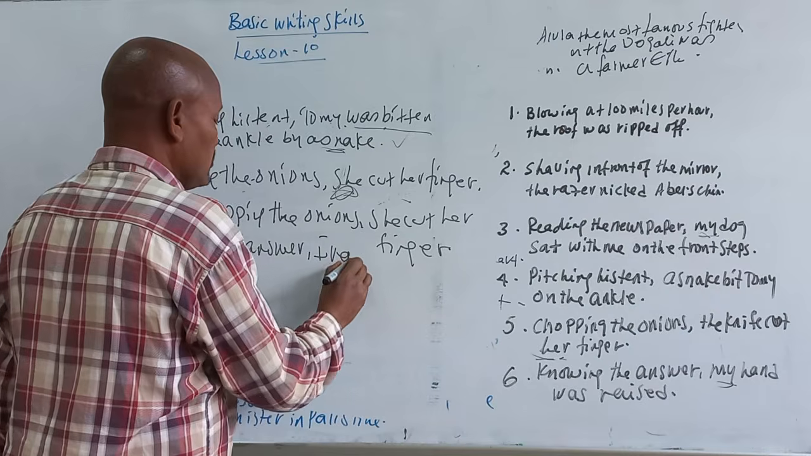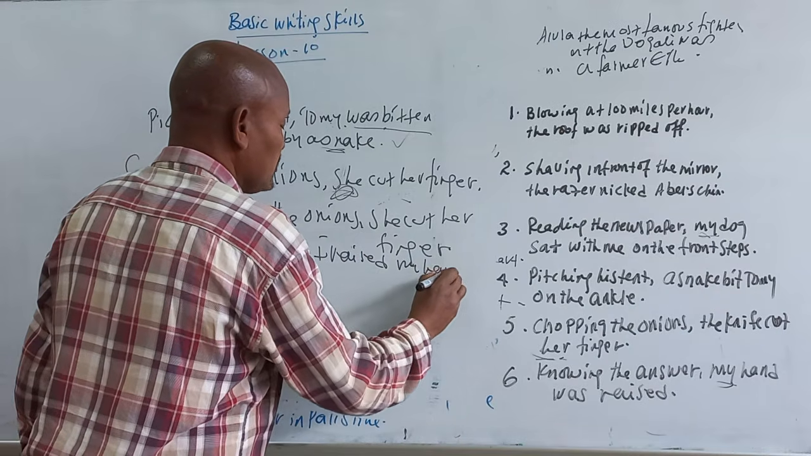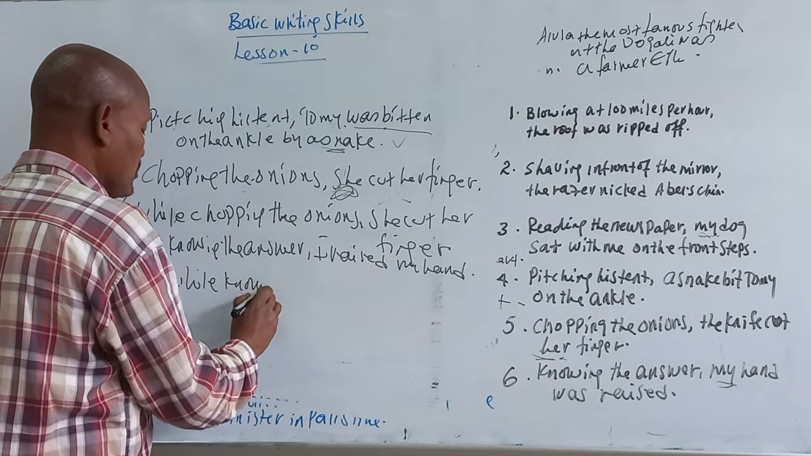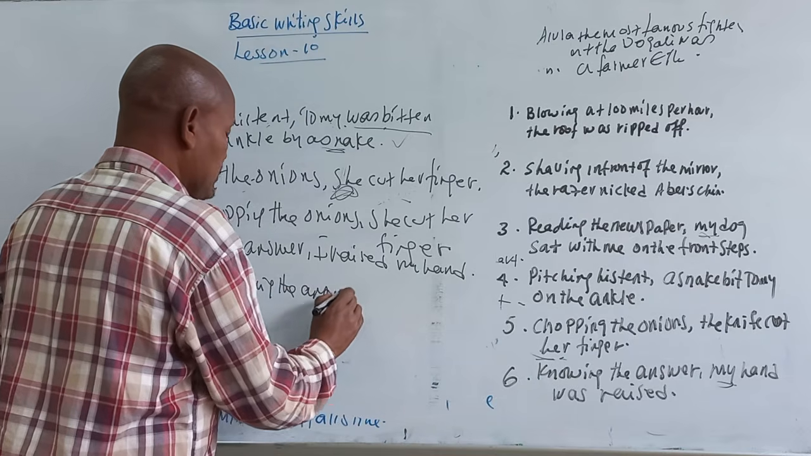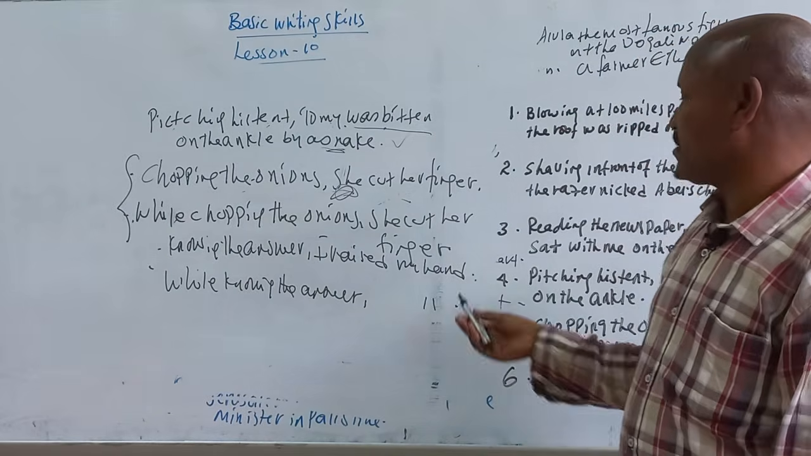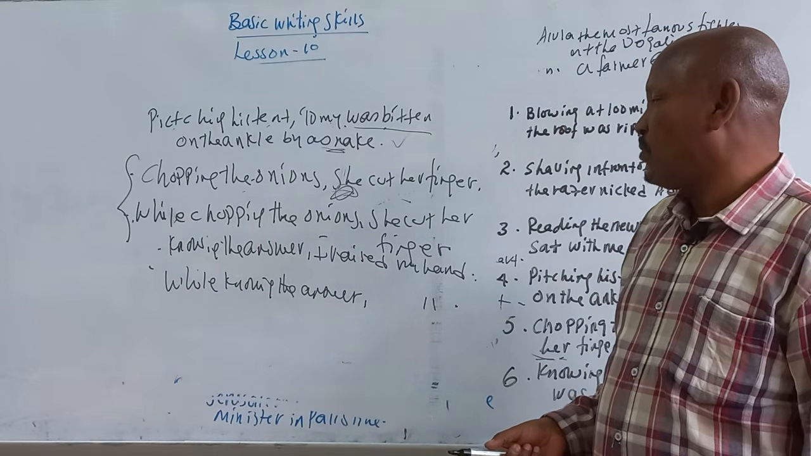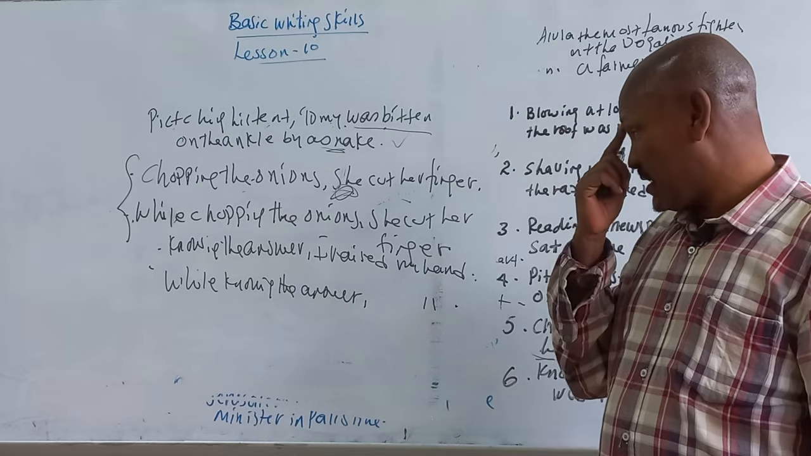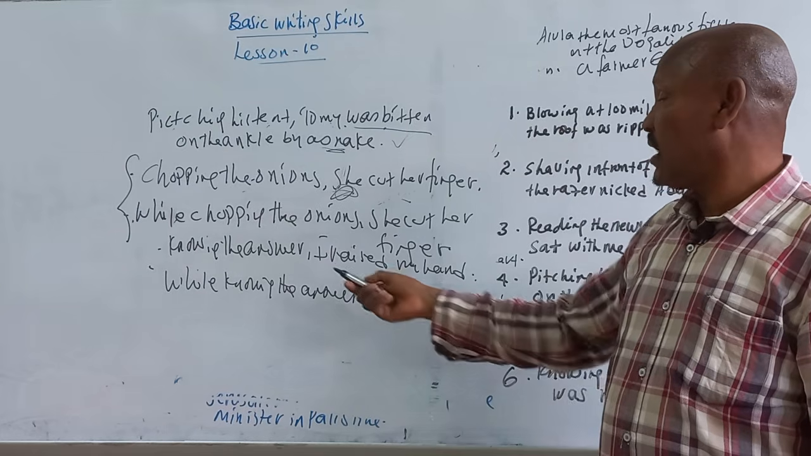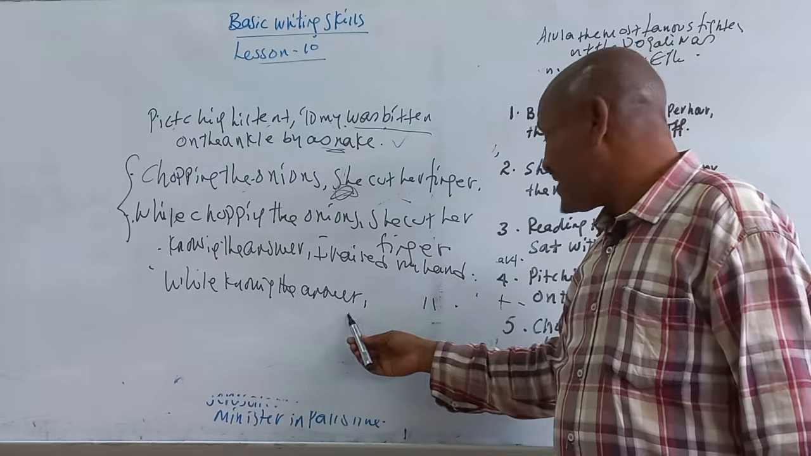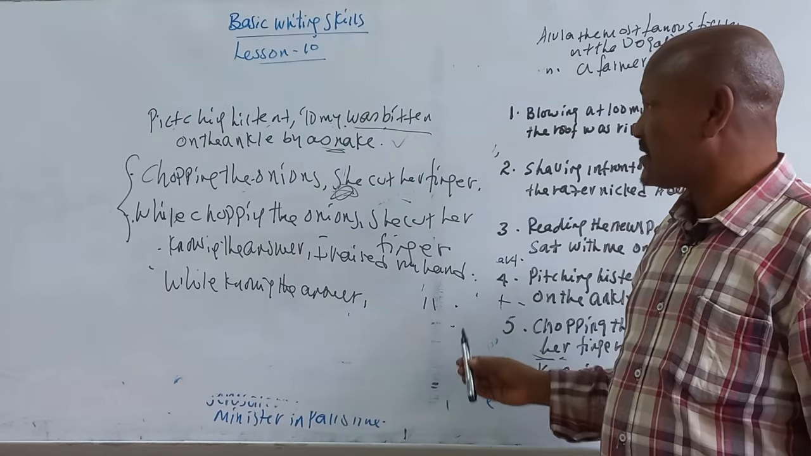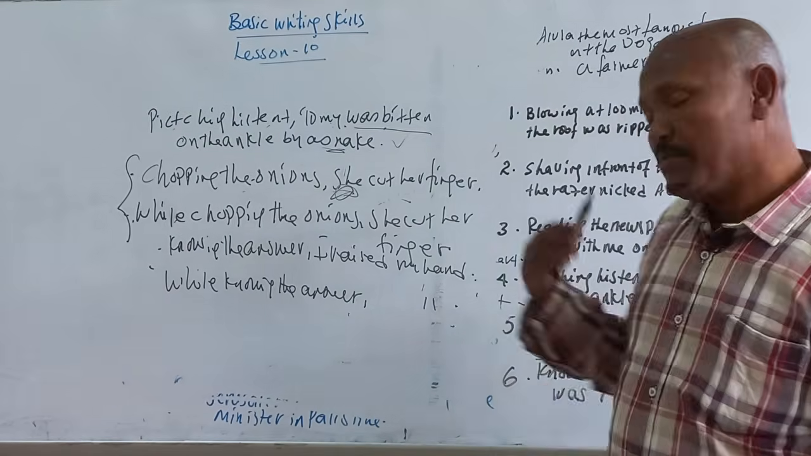I raised my hand. Yes, while knowing the answer, like this we can correct it. This is possible: while knowing the answer I raised my hand, or while I was knowing, yes, while I know the answer I raised my hand. So this is the way that I'm going to correct this dangling modifier: knowing the answer I raised my hand, or while knowing the answer I raised my hand. All right, both are ways to correct the dangling modifier.